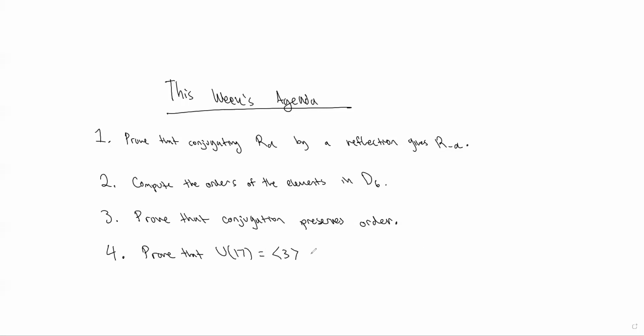U17 is generated by 3 and also generated by 5. Hence, U17 in particular is cyclic. Probably generated by other things too, but we'll only show that it's generated by 3 and 5. Okay, so number 1.